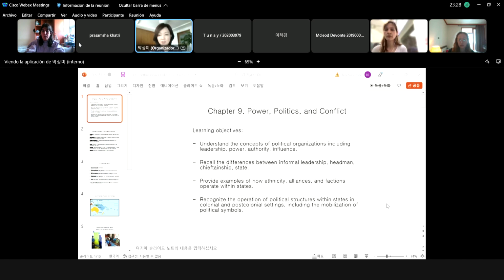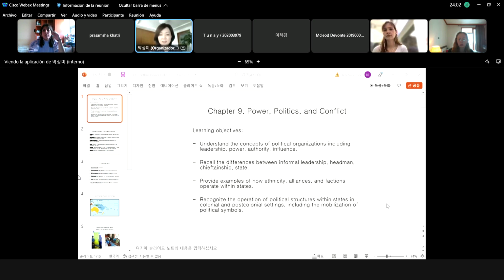Political anthropology, and these are the learning objectives for today's class. The first thing is to understand the concepts of political organizations, including leadership, power, authority, influence. These are important concepts, key concepts in this chapter. And we will have a little more, but these are primary concepts. So we'll learn one by one with pertinent examples.